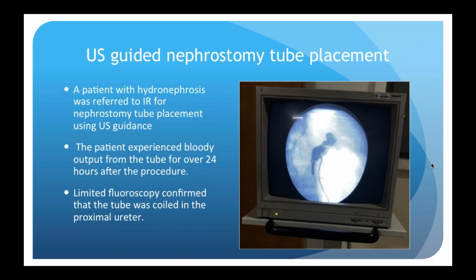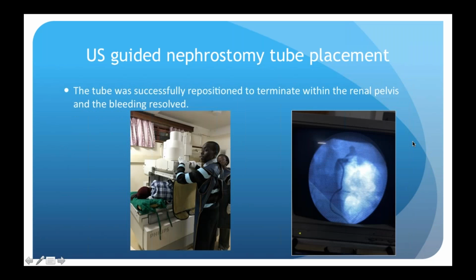So the patient experienced bloody output from the tube for over 24 hours following the procedure. So we brought the patient back and did some limited fluoroscopy using the unit that they have. And this showed that the tube was actually coiled in the proximal ureter, and that explains the bloody output from the tube. This is Cornelius, Dr. Kipchircher here, and one of the registrars doing fluoroscopy on the machine that they had there. And they were able to successfully reposition that tube into the renal pelvis, and the bleeding resolved.